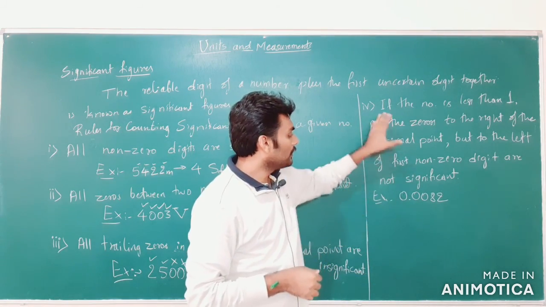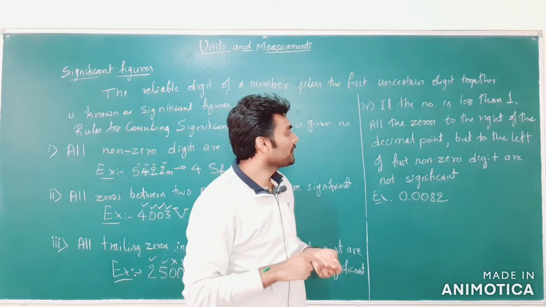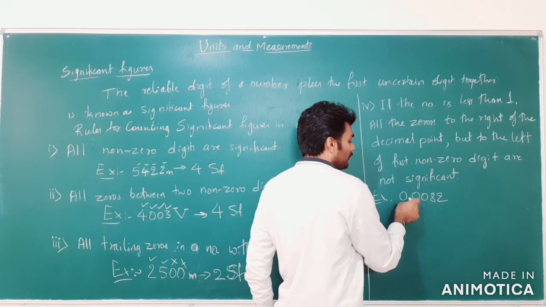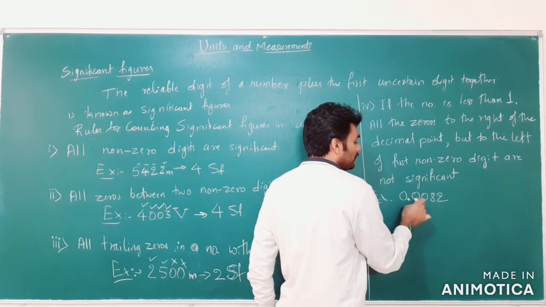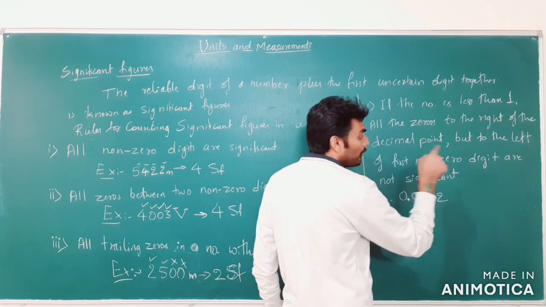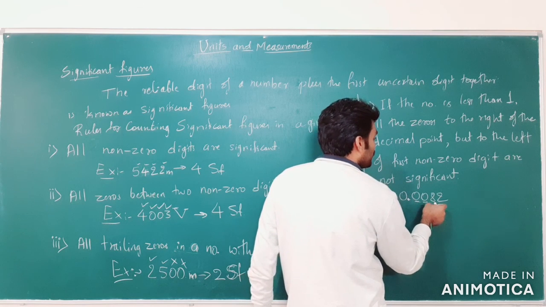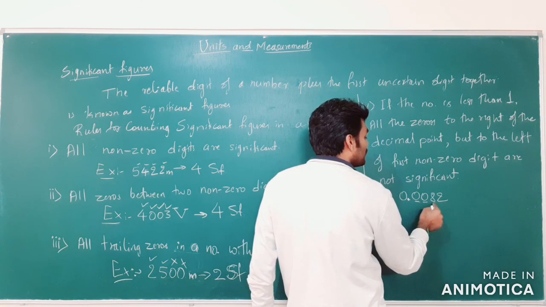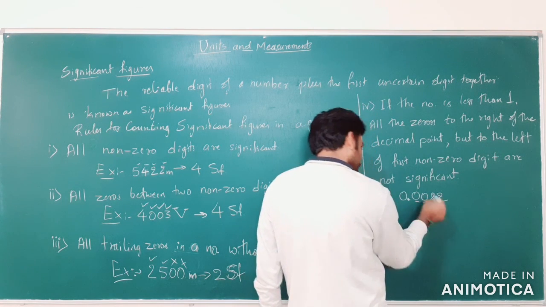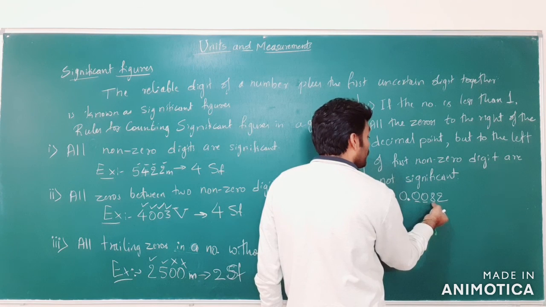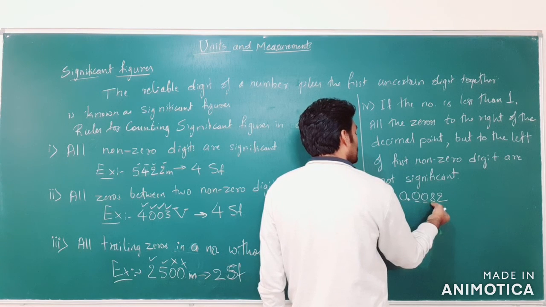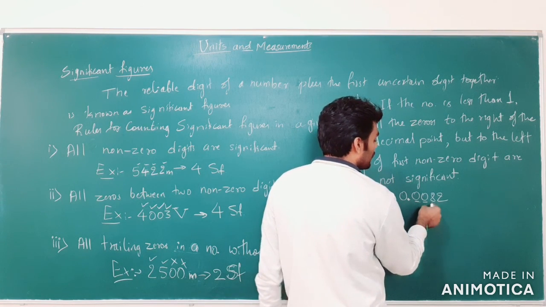So according to the rule, this number is less than 1, yes it is. So all the zeros to the right of the decimal point, see we have 3 zeros here, which means these two zeros, okay, all the zeros to the right of the decimal point, but to the left of the first non-zero digit. See, 8 is the first non-zero digit in this number, so the zeros to the left of this first non-zero digit have to be considered.